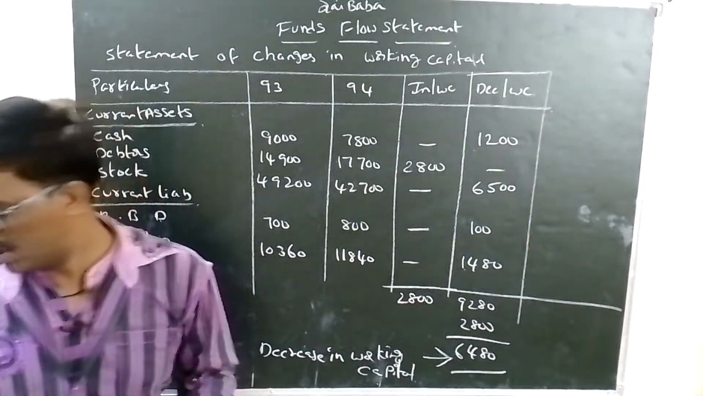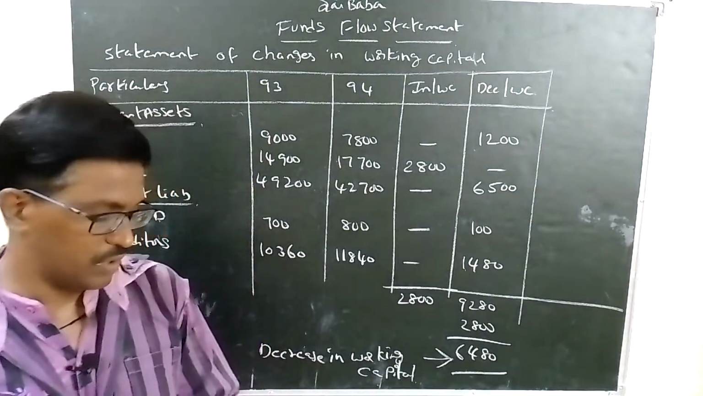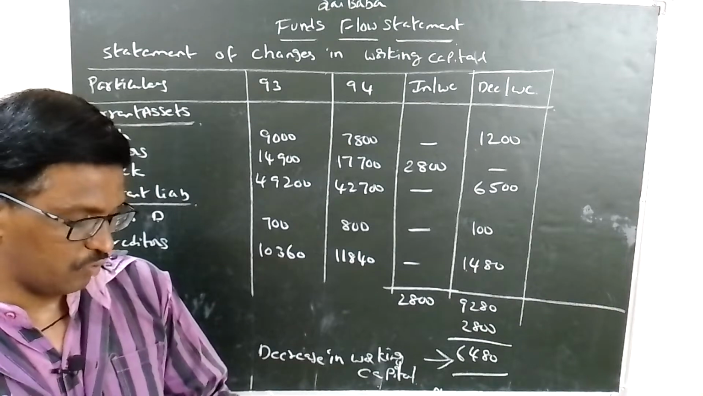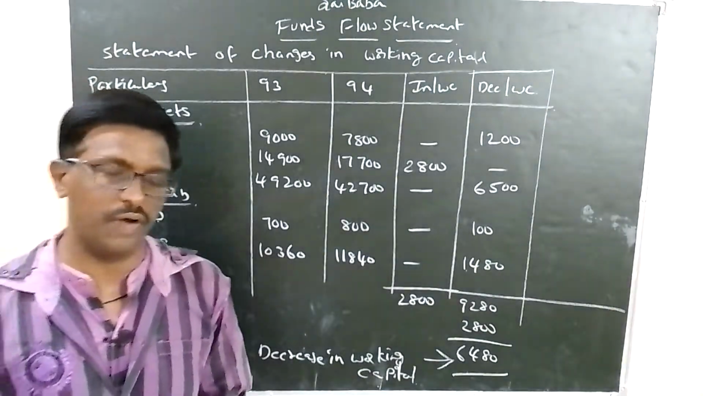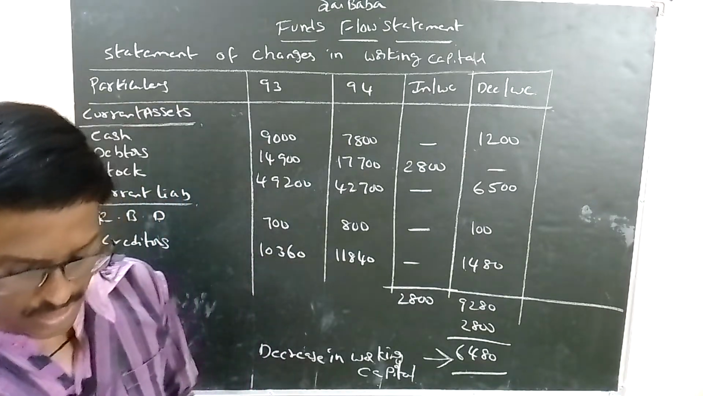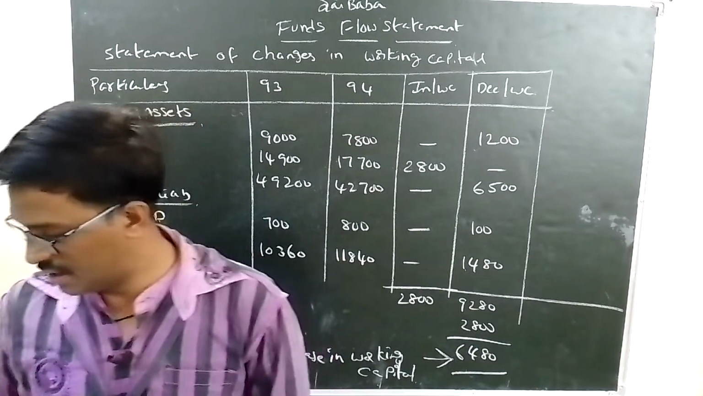Remaining items like share capital, we have to prepare the ledger account. Debenture, prepare the ledger account. Next, land account, goodwill account. Finally, adjusted P&L account and funds flow statement. Dividend given in adjustment 3,500. Land purchase given 10,000 rupees. Okay, you have to prepare the ledger accounts.